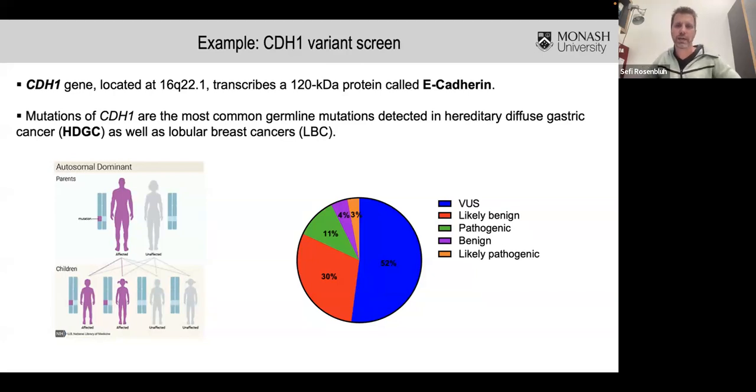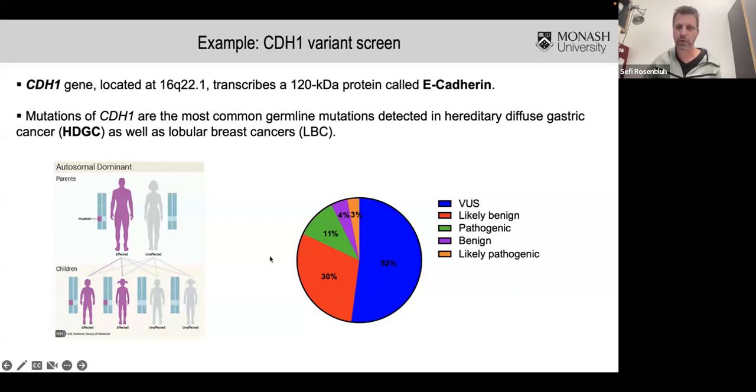CDH1 is a cancer risk gene. Individuals that have pathogenic variants in CDH1 or E-cadherin have a very high risk of getting gastric cancer and a higher risk of also getting a form of breast cancer called lobular breast cancer. And the thing with CDH1 mutations is they're extremely rare in the population, so it's very hard to get enough individuals to actually do population genetics.